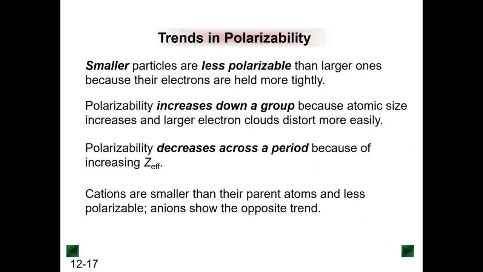So we see that smaller particles are less polarizable than larger ones because their electrons are held more tightly. They also tend to have fewer electrons. Polarizability increases down a group because atomic size increases, and larger electron clouds distort more easily. Polarizability decreases across a period in the periodic table because of increasing effective nuclear charge. Cations are smaller than their parent atoms and less polarizable. Anions are larger than their parent atoms and more polarizable.